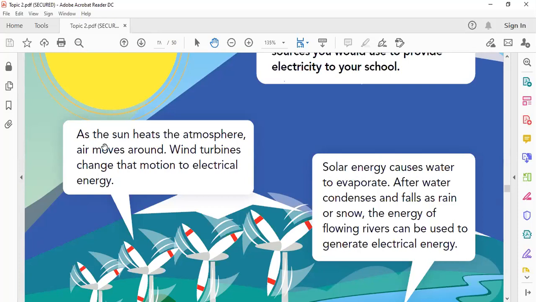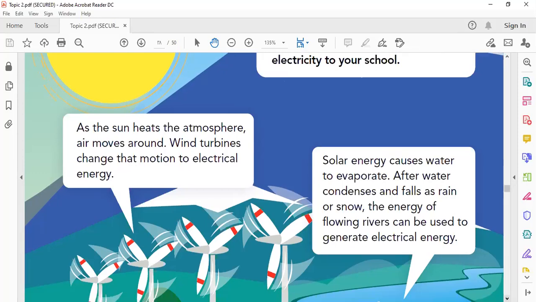So the sun heats the atmosphere, as you know, and the air moves around. The movement of air is called the wind. What is the meaning of wind? Wind means the movement of air. When the air moves, wind turbines change that motion to electrical energy. So in this case, this is the third type of renewable energy sources, the wind energy.